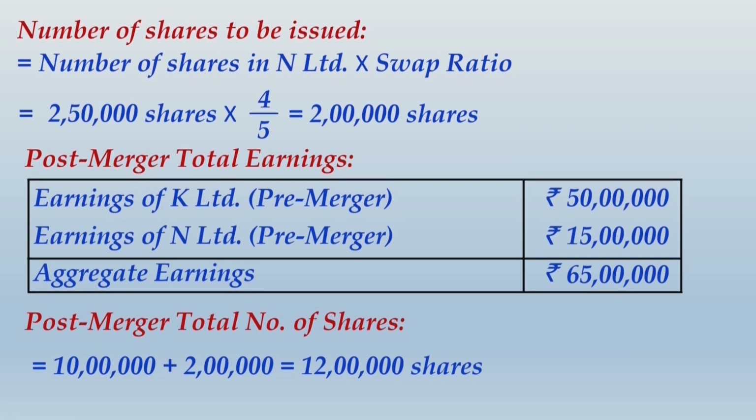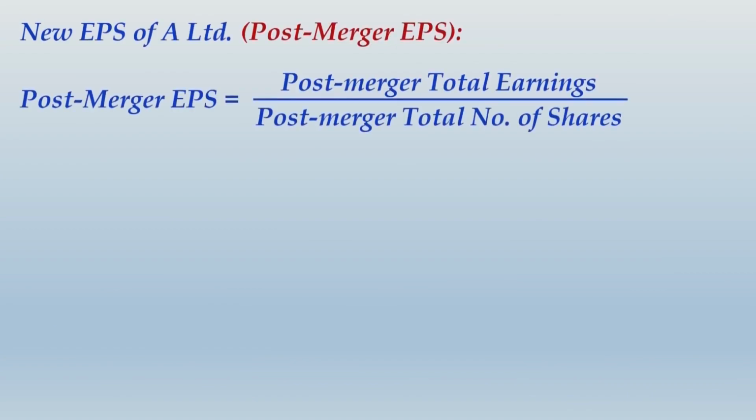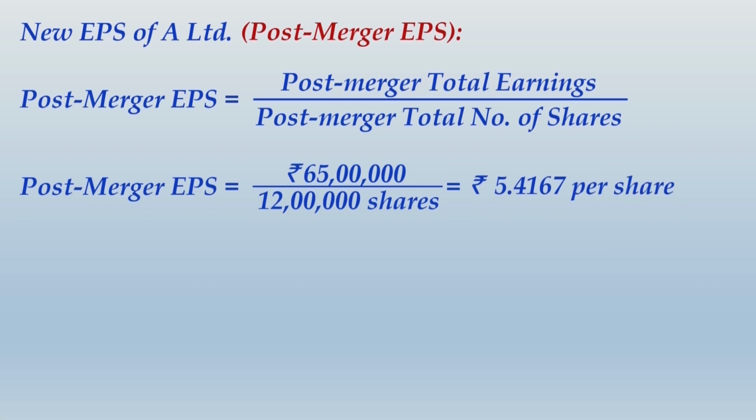Alright friends, let us move ahead and now determine the post merger EPS. What is the main requirement of the question? Post merger EPS will be simply post merger total earnings divided by post merger total number of shares. That will be rupees 65 lakhs divided by 12 lakh shares, and that comes to 5.4167 per share.